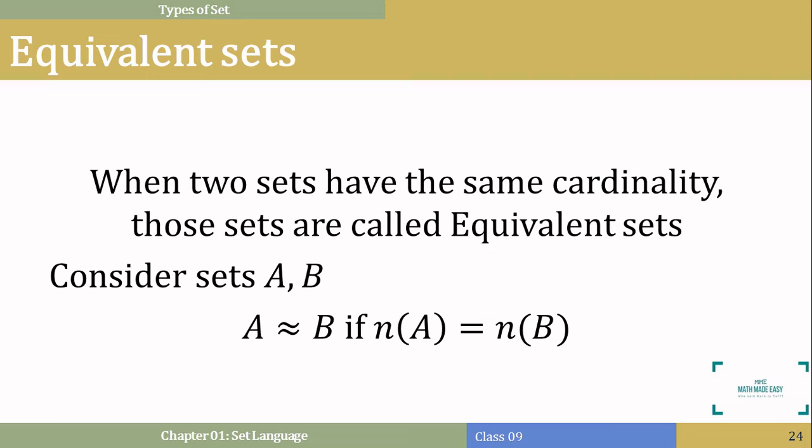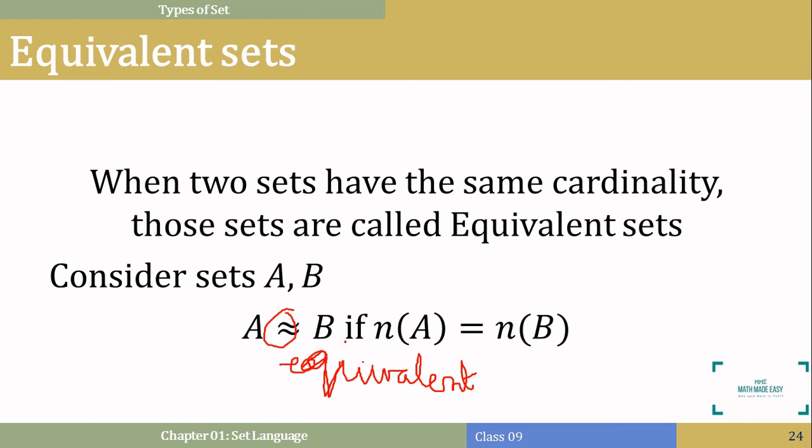When two sets have the same cardinality, those sets are said to be equivalent sets. That is, given two sets, those sets must have the same cardinality, and therefore they are said to be equivalent. It is not necessary that the two sets, let's consider A and B, have the same elements. No need for that. You must have the cardinality of set A and the cardinality of set B be equal, and that's it. So consider sets A and B. A is equivalent to B if n(A) equals n(B).